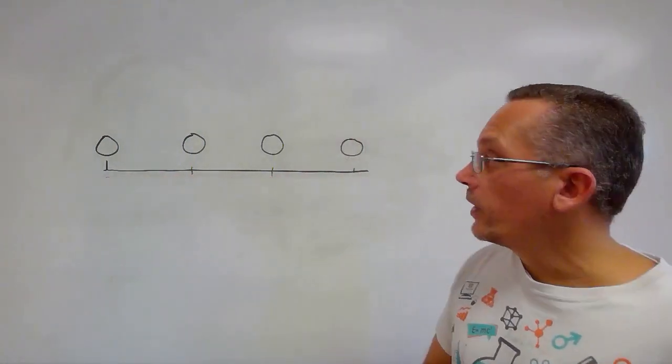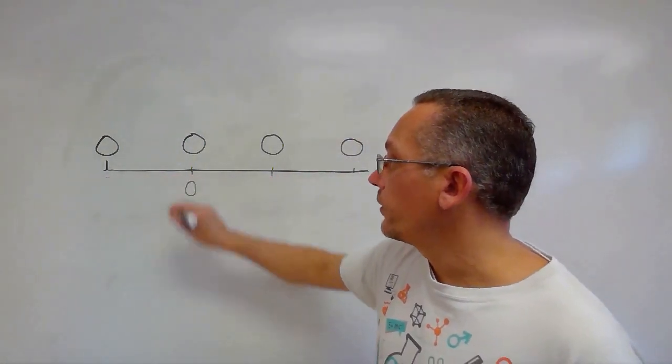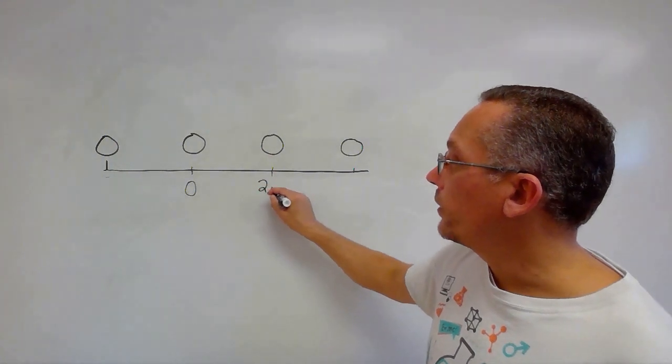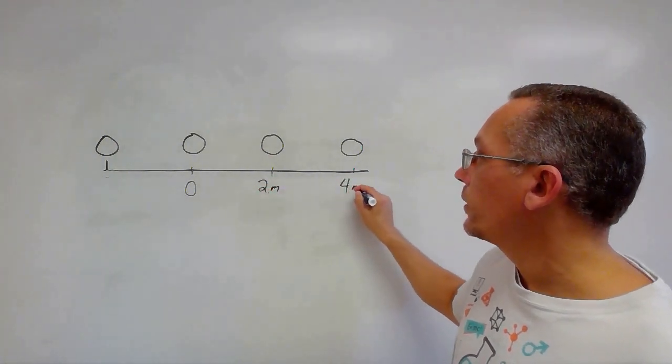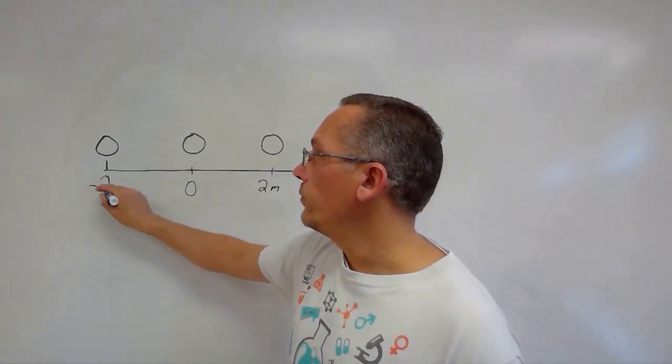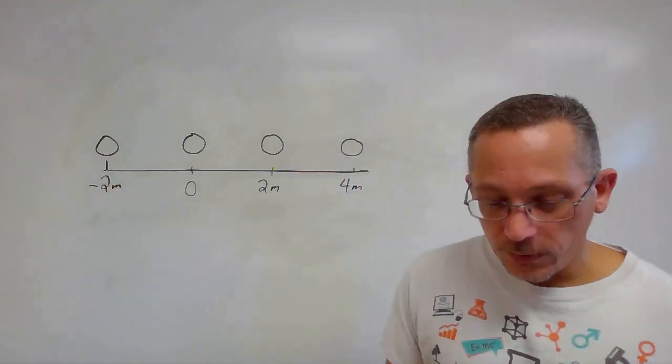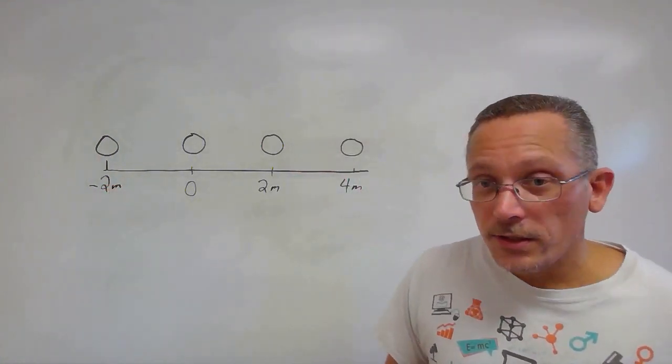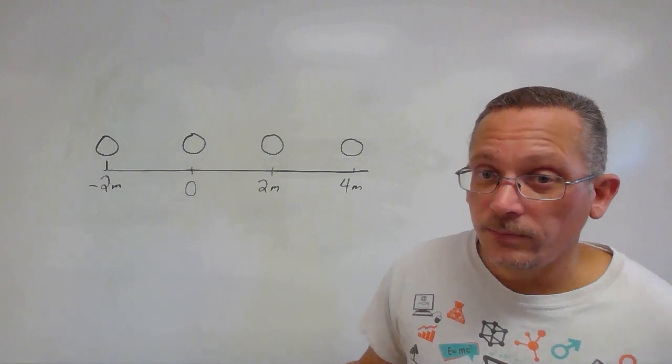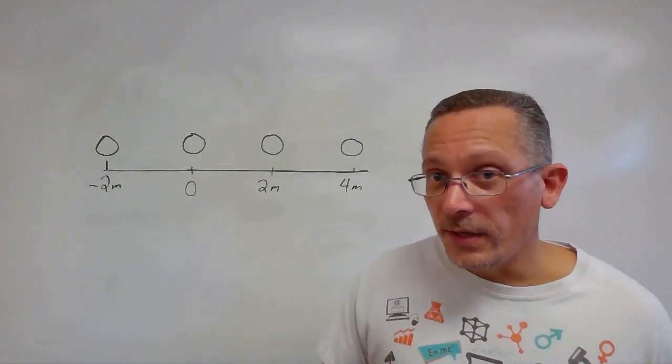We could put 0 in the middle. We could say this was 0, and then this is at 2 meters, and this is at 4 meters, and this was negative 2 meters. It doesn't matter where 0 is. 0 is just wherever you called 0. It's wherever we start measuring.